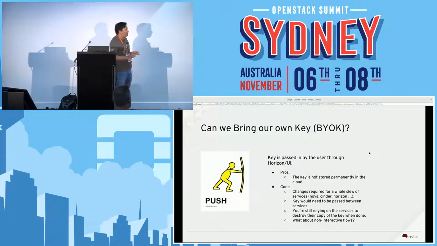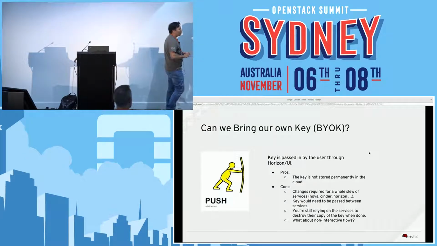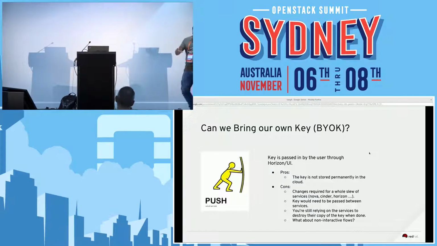The second option is called the push model. In the push model, when you create the encrypted volume through Horizon or a UI of some sort, you actually provide that key. Now, the advantage of this is that the key is not stored permanently in the cloud anymore. So that's a good thing. The disadvantage, though, is that there are a whole slew of changes needed to Cinder, Nova, Horizon, maybe others, to be able to retrieve that key and then pass it along between the different services.